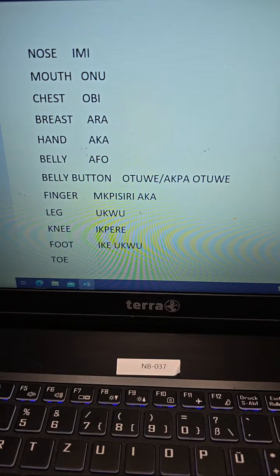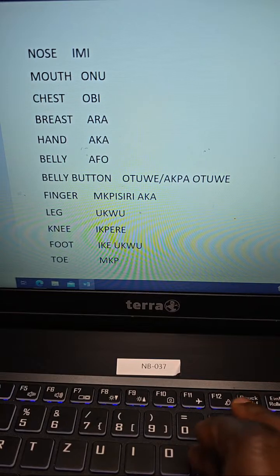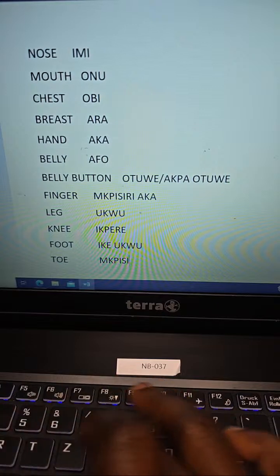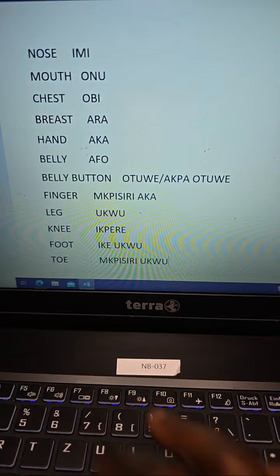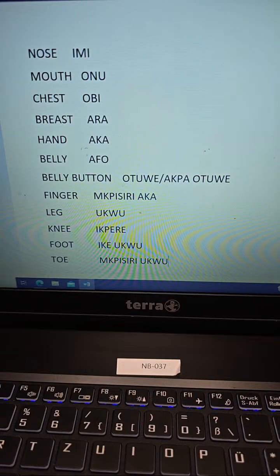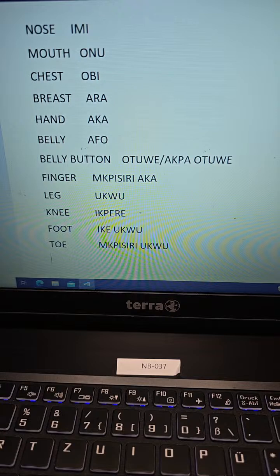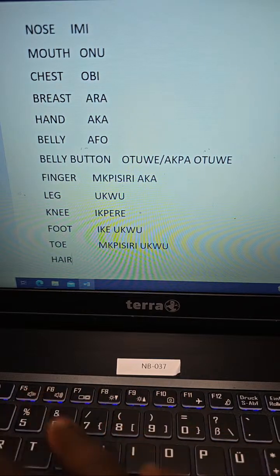Toe, mkpịsịrị ụkwụ. Toe, mkpịsịrị ụkwụ. Toe, mkpịsịrị ụkwụ.